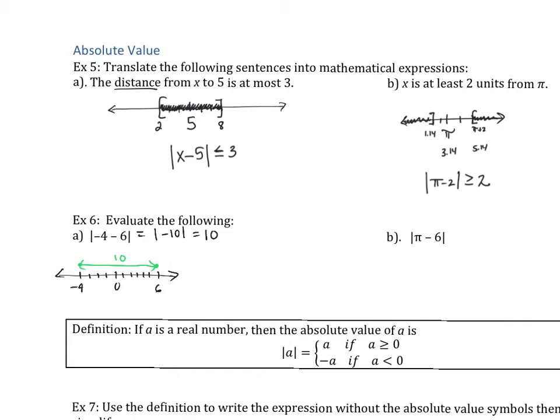Okay, let's look at this one. What's the distance between here? Well, we can approximate it. This would be about 3.14 minus 6, and that's about -2.86, and so then since it is absolute value, that would end up being positive 2.86.